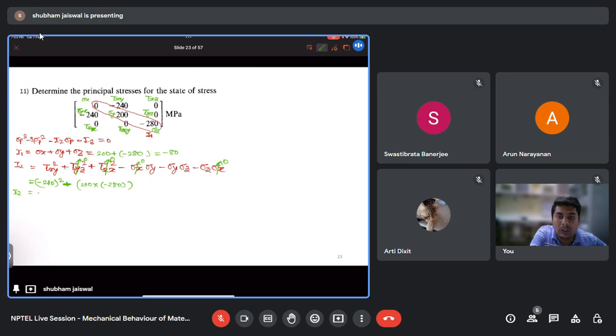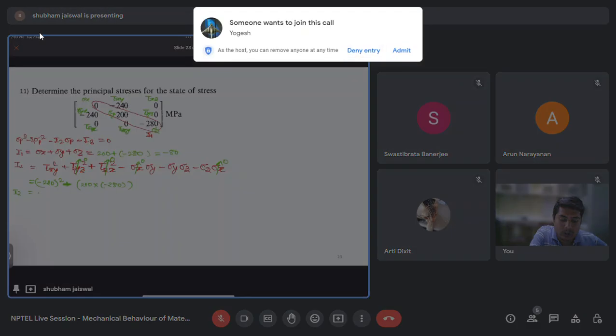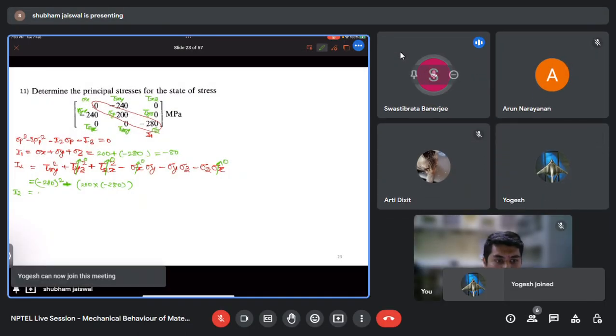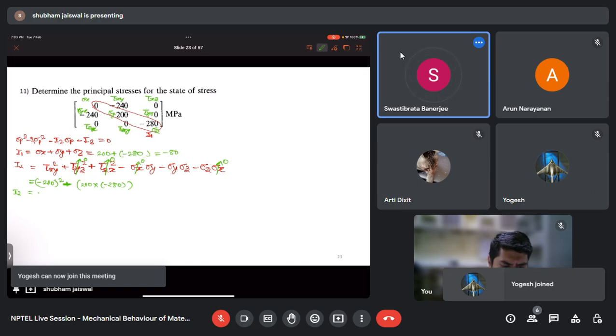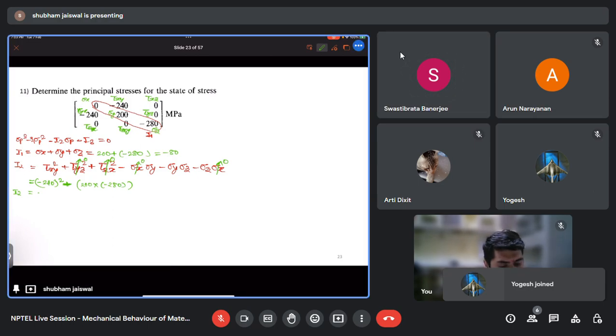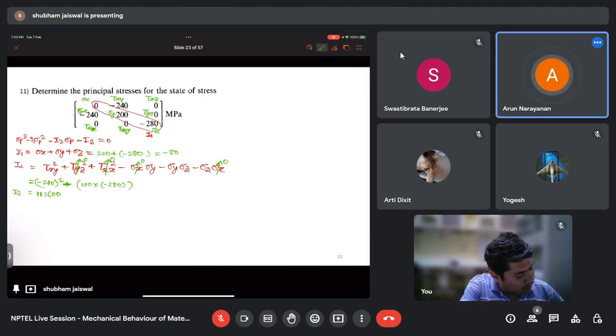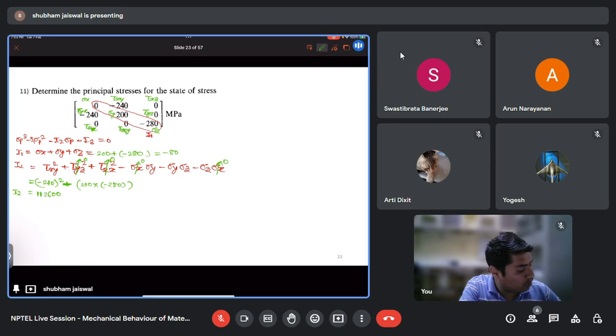Please solve along with me. So what is the value of I2? It comes out to be 113600. Please cross check, because here we have minus 240 squared. Yes, sir, it's correct. 113600. Minus 200 into minus 280. So this minus will get plus and we will get the 113600.